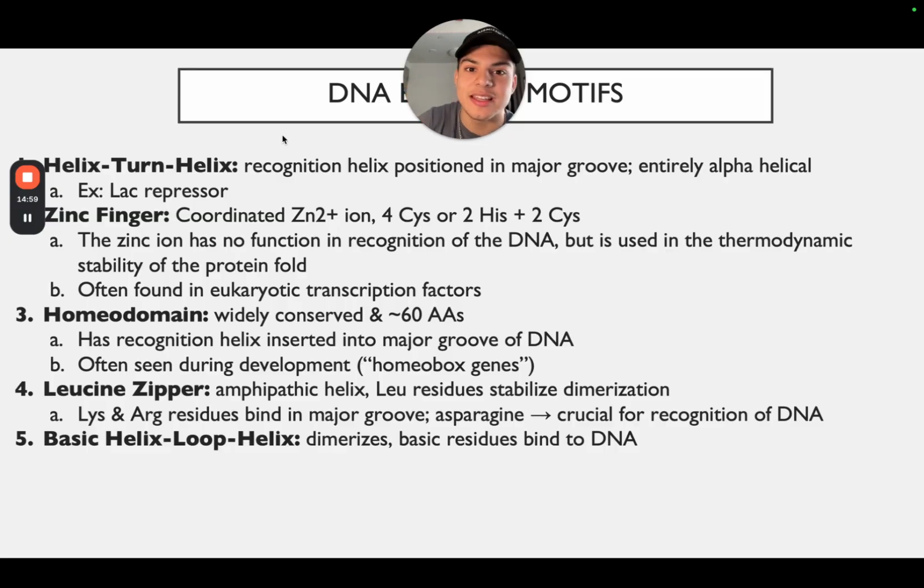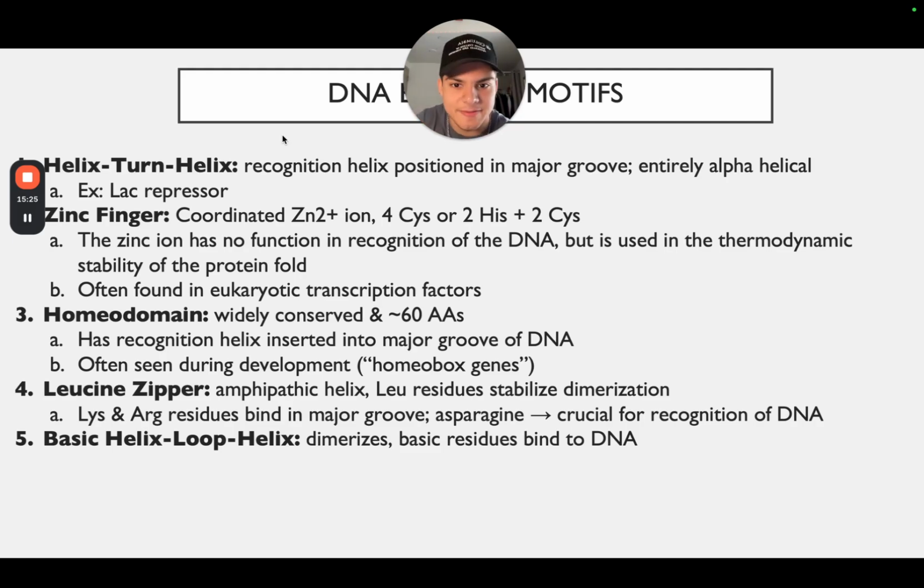So the first one is the helix-turn-helix, and again, it's recognition of helix position in the major groove. So it is entirely alpha helical. The best example I can give you of this is the LAC repressor, where we have this DNA binding motif binding onto the LAC operator. That allows us to control the LAC operon expression.